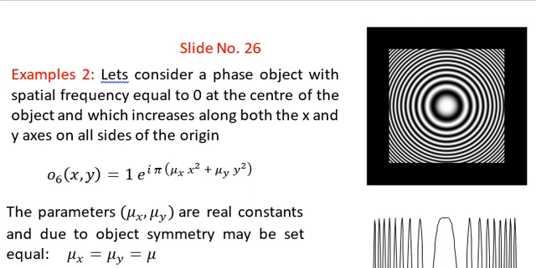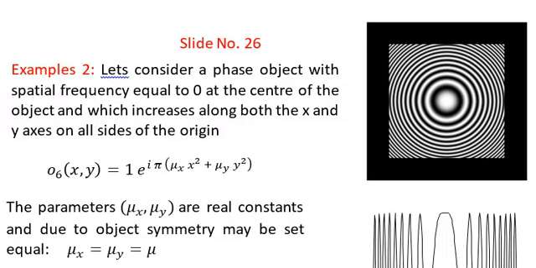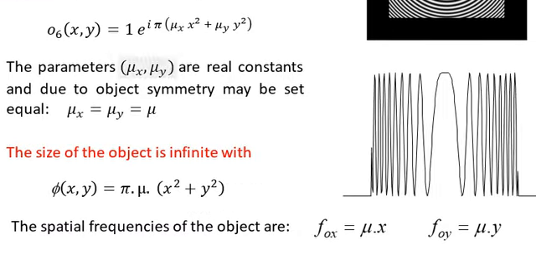So this is object number 6, and the mu x and mu y are the same in both directions. This is what we have stated, that the parameters mu x, mu y are real constants, and due to object symmetry they may be set equal to each other or equal to some other constant mu. So mu x is equal to mu y is equal to mu.